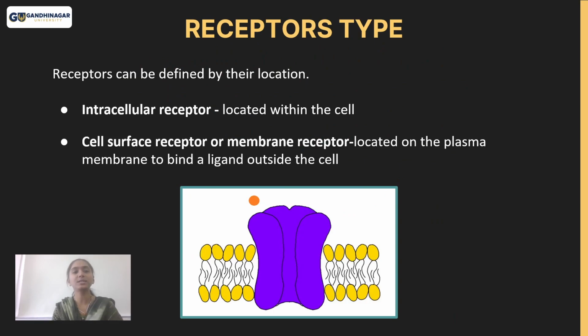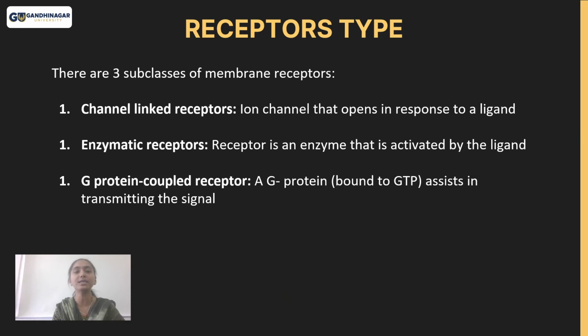Types of signaling receptors. Receptors can be defined by their location or their morphology. Based on the location, it is either an intracellular receptor or a cell surface receptor. Intracellular receptors are located within the cell, whereas cell surface receptors, or membrane receptors, are located on the plasma membrane to bind the ligand outside the cell.